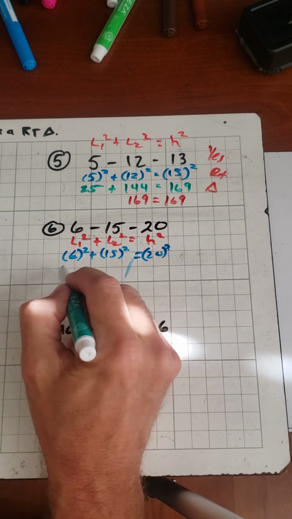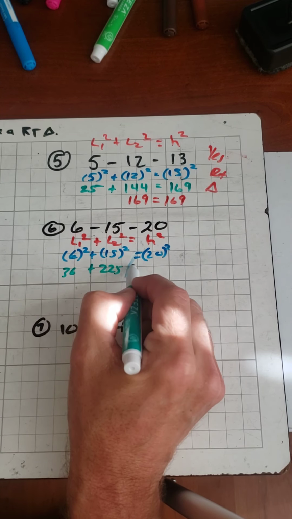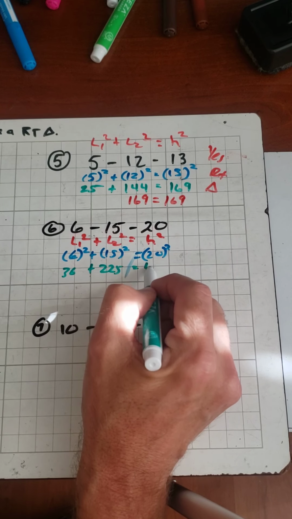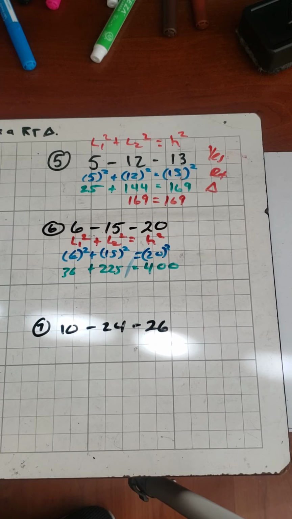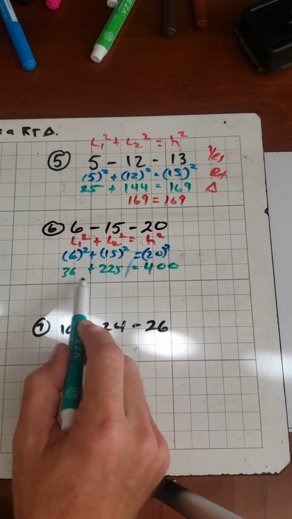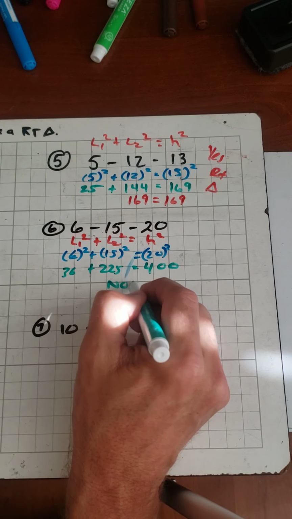And 6 squared is 36. 15 squared is 225, equals, and then again I square that first number and then add 2 zeros, double the zeros. Well, I need to add those together. I can clearly tell that 36 plus 225 is not going to equal 400, so I know it's not a right triangle.